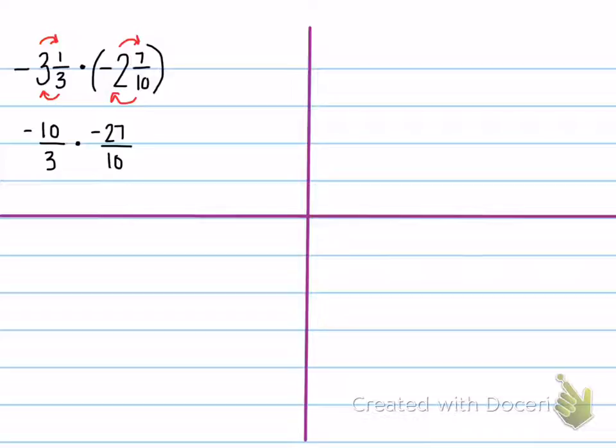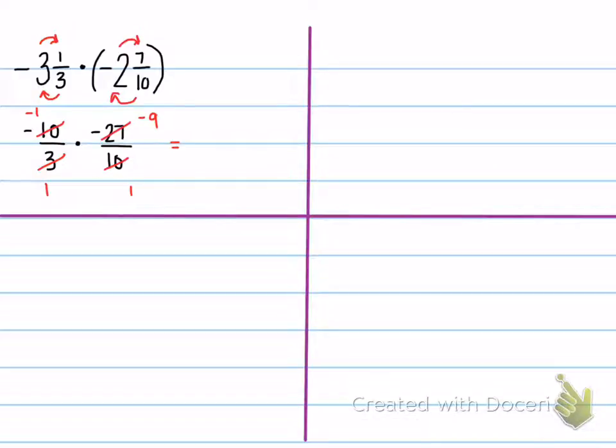So I check my diagonals, and the first diagonal I'm looking at is 3 and 27, and I can simplify there. And I know that 3 goes into both of those. 3 goes into 3 once. 3 goes into -27, -9 times. And there's nothing else that can be simplified there. Now I'm going to look at my other diagonal. There I have 10 and 10. I know that 10 goes into -10 once, and 10 goes into 10 once. So what I'm left with is -1 over 1 times -9 over 1.